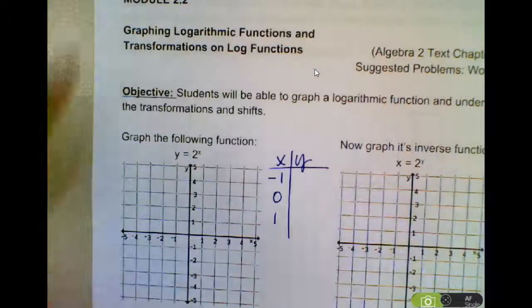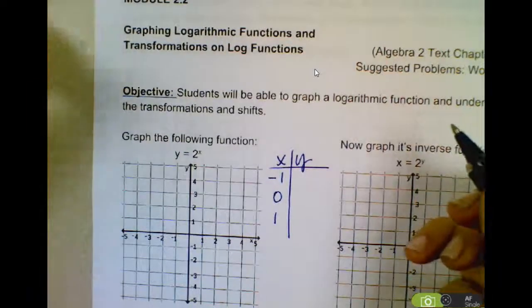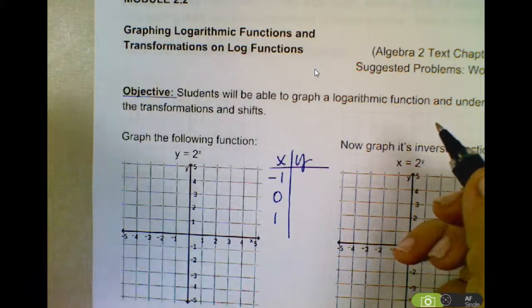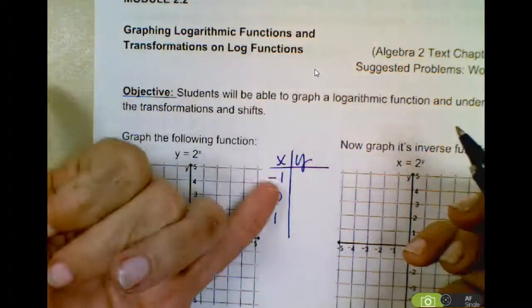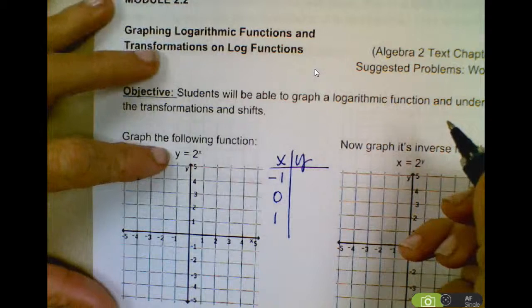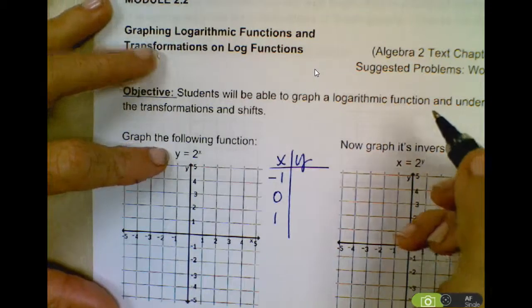The important thing to remember is that exponents and logs are the inverse of one another. So it turns out that the easiest way to graph a log function is to graph the inverse points of our exponential function. So that's what we're starting with here. Y equals 2 to the x power.